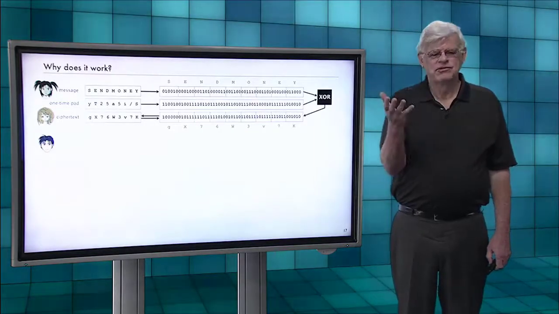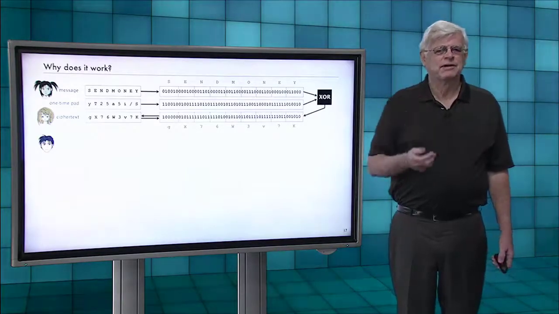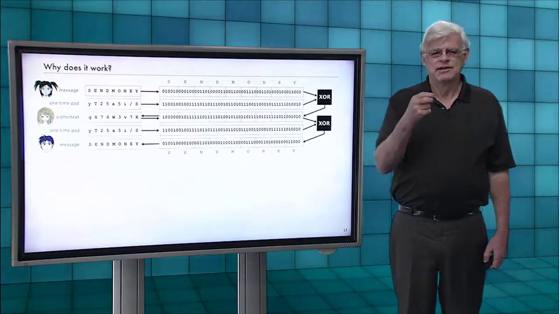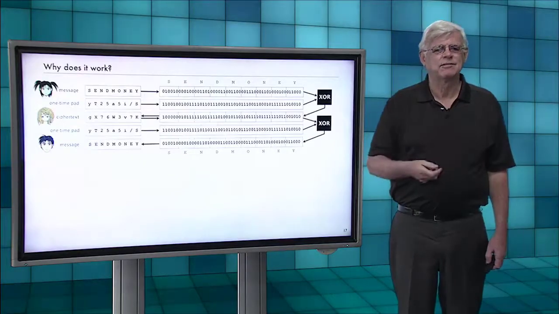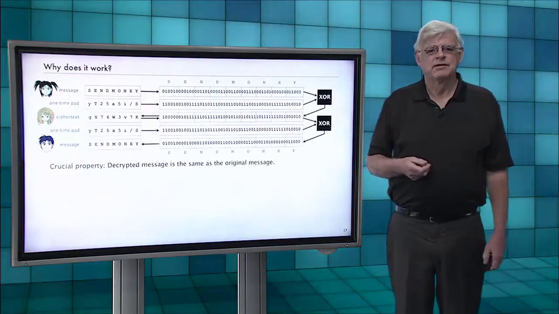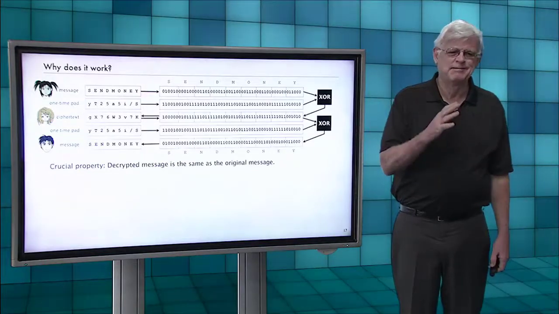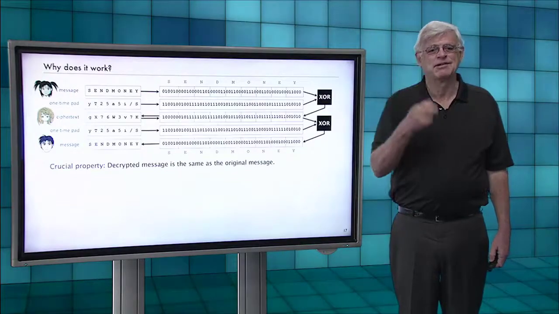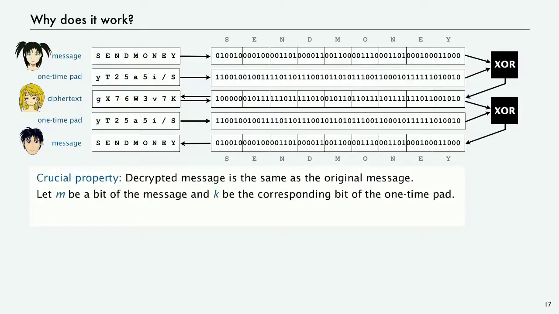Alice sends her message with the one-time pad. Eve can see the ciphertext, but it looks like gibberish to her. But Bob runs the same key through the same machine and gets the message back. What we need to be able to prove is that the decrypted message is the same as the original message, as long as the XOR machine is the same and as long as the cryptographic key is the same.